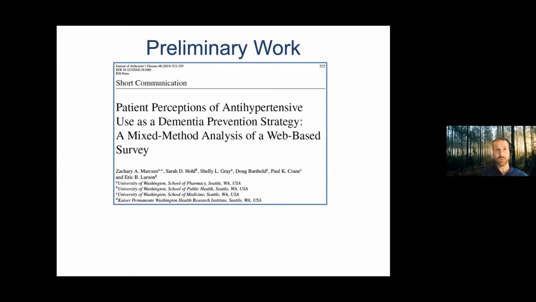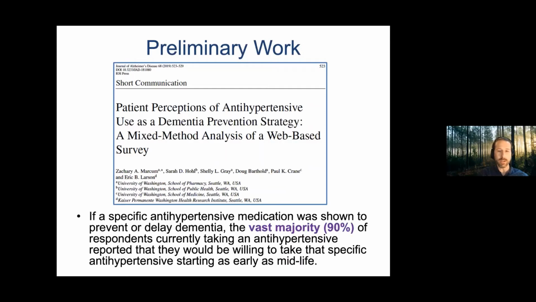So again, coming back to what do patients think about this idea? Now we're far from this being an actual strategy in clinical practice, but I do think it's useful to be aware of what patients are thinking in the event that it could become a treatment strategy. And so in this survey item, we posed this hypothetical situation that there is this antihypertensive medication that was shown to prevent or delay dementia. Would you be interested in taking it?